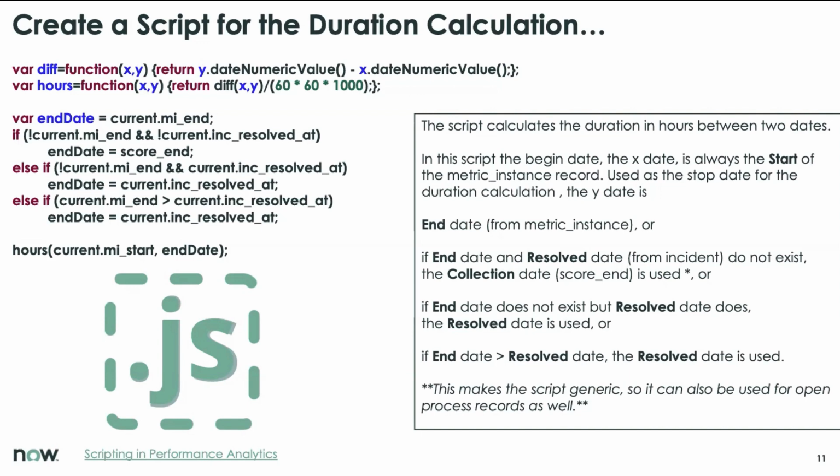So the end date is from the metric instance, but if it's not there and you want to use a resolve date from the incident, it is there. You can grab that as well. And then if there is no date at all, it will use the calculation date, which is a score end date of when it was actually pulled together. So this is some good information. Again, this script is very generic, so it can also be used for open process records anywhere else that you choose to. You may have to do a little bit of configuring on it, but it is a pretty basic one, and that's what we're using it for.